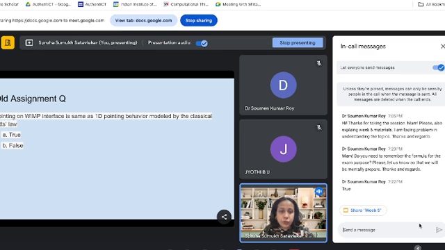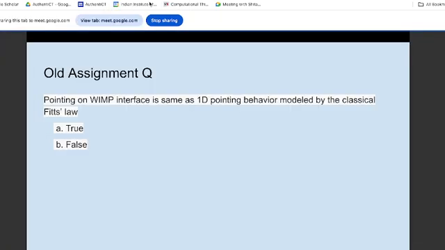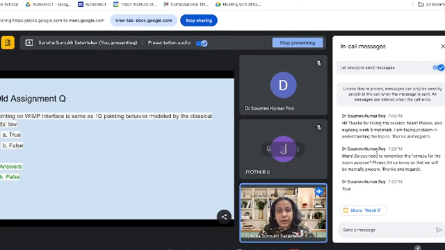Okay. Jyoti, you want to answer this question? Dr. Roy, I am sorry to say, but the answer is false. Now I will give a minute for you to think about it. Why would it be false but not true? Or if you think that it is true, can you unmute and say why you thought it was true?